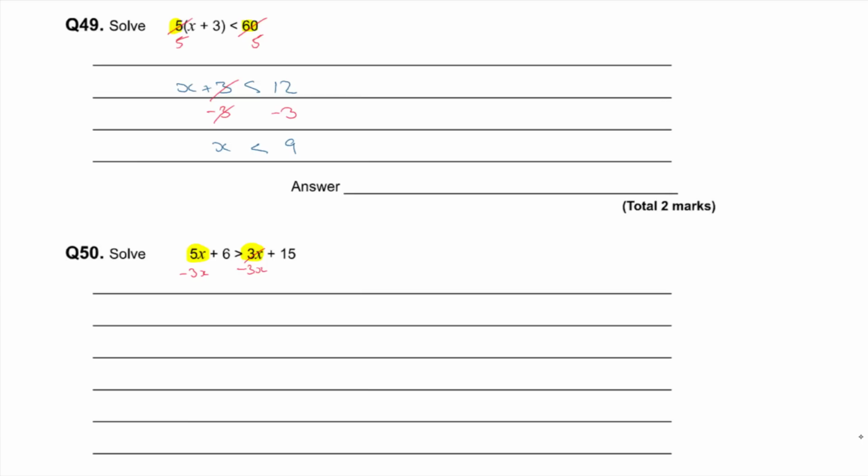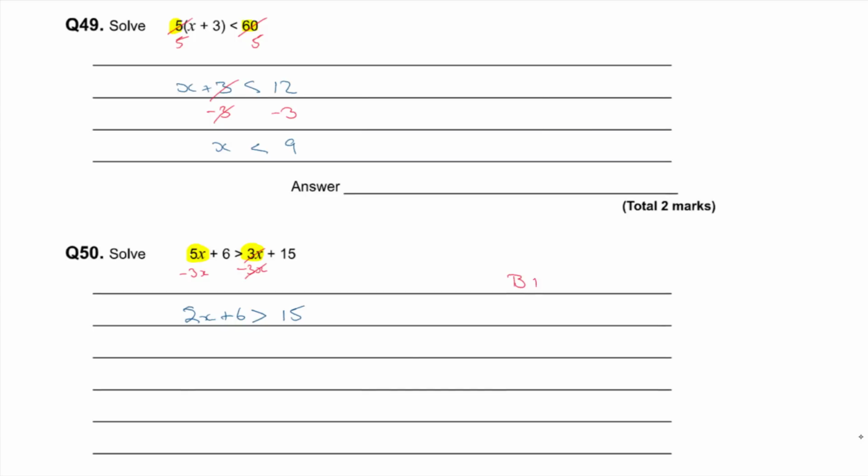That will have the effect of getting rid of one on one side and reducing the size of the other one. So that's going to give me 2x on the left. I've still got the plus 6 because I haven't done anything with that yet, and that's greater than 15. Okay, so now I need to just simplify 2x plus 6 is greater than 15.